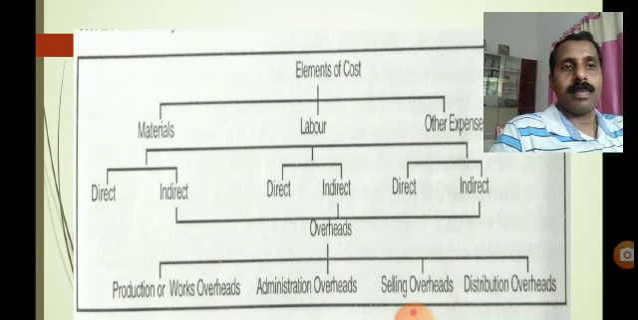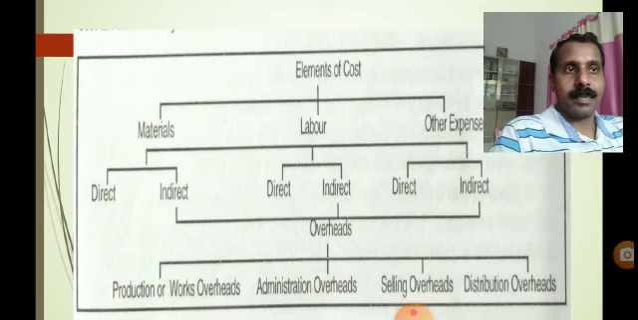That was already said. Now, indirect material, indirect labor and indirect expenses put together are known as the overheads. Overheads are classified into factory or production overhead, office and administrative overhead, selling overhead and distribution overhead.